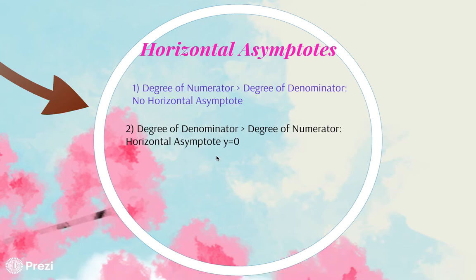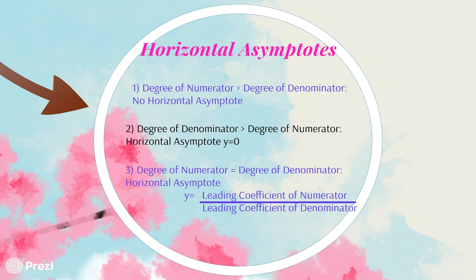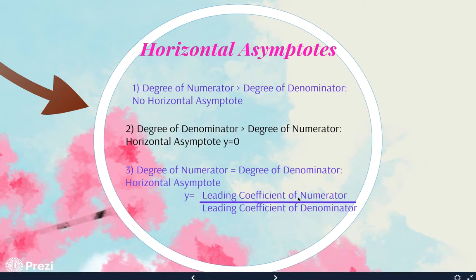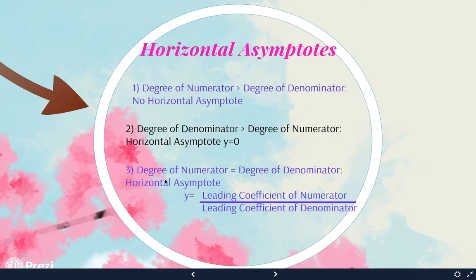Now the third case, say your numerator and denominator degree are equal. Well, there's a nifty formula that you use when the degree of your numerator is equal to the degree of your denominator. What you do to find the horizontal asymptote, since we're horizontal, is y equals, okay?